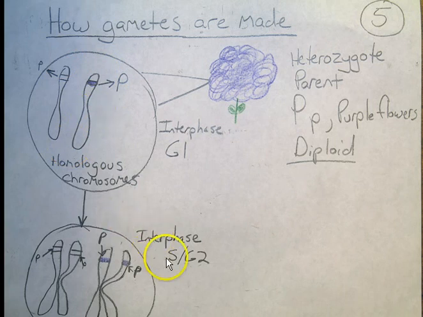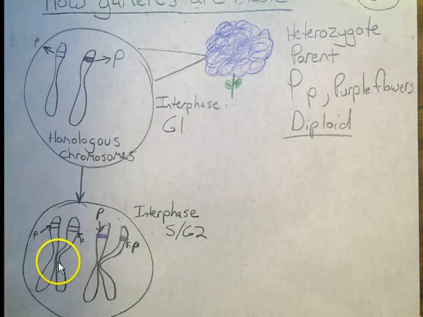Then during S phase of interphase, we are going to synthesize an extra copy of those chromosomes. During the S phase and G2 of interphase, we now have each chromosome consisting of two sister chromatids. These are still two chromosomes. When we made the sister chromatids, they're just basically a copy of each other. But there's no genetic difference between this sister chromatid and the second sister chromatid that was made by replication.